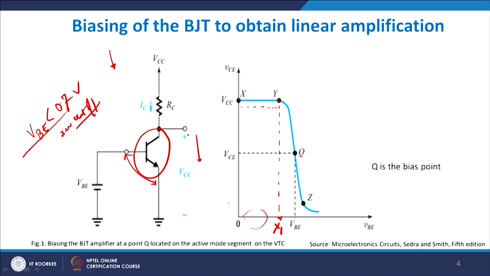We define a point which is known as the Q point or the bias point, where you need to keep your device in order to ensure that it is in linear amplification mode, and I will explain why. If you look very carefully, Y and Z are the two extremes after which the voltage VCE is almost independent of VBE. It is a straight line before Y and after Z.